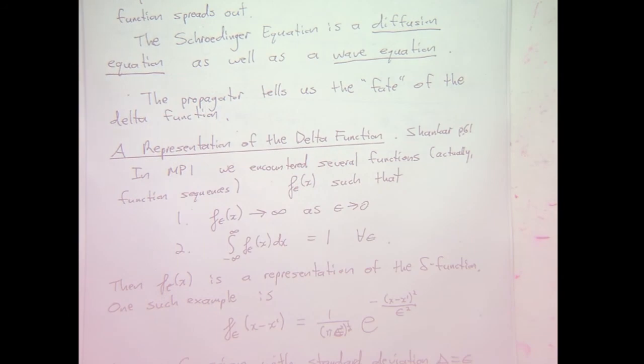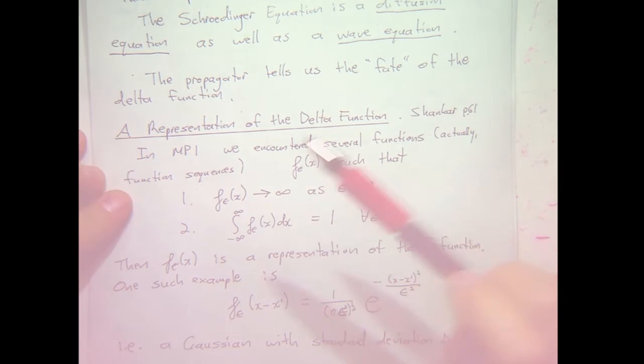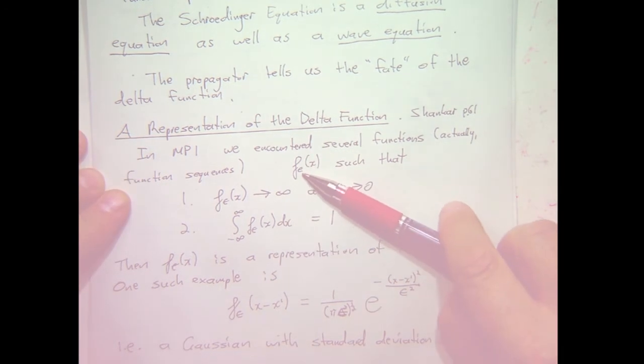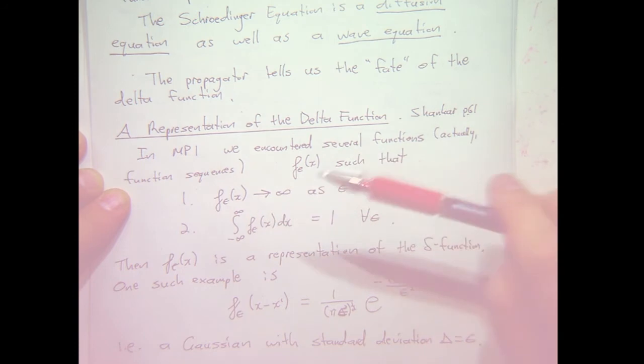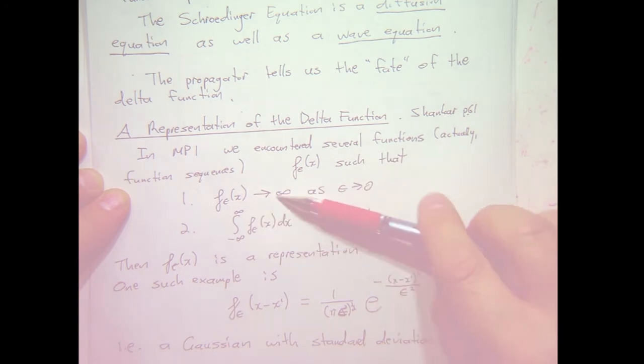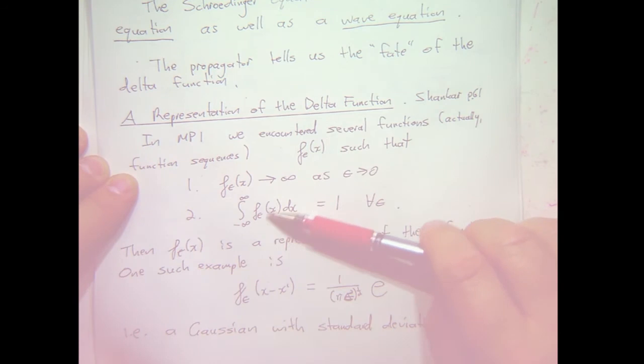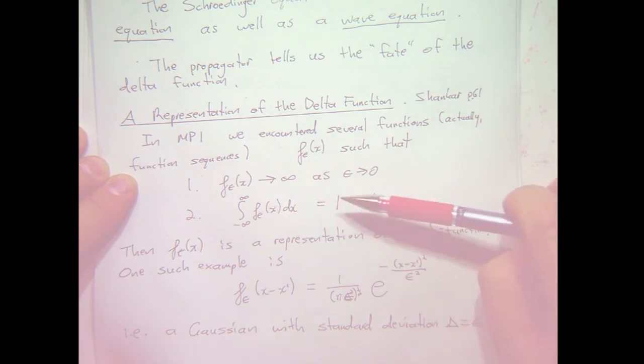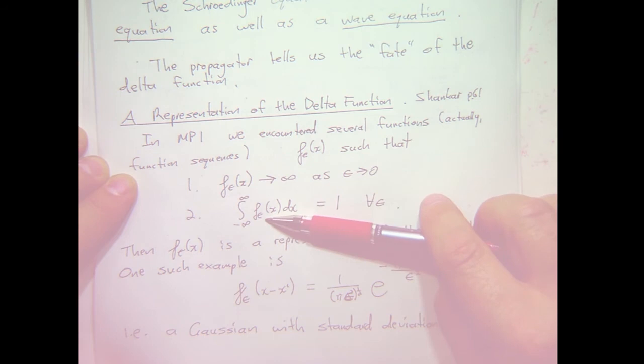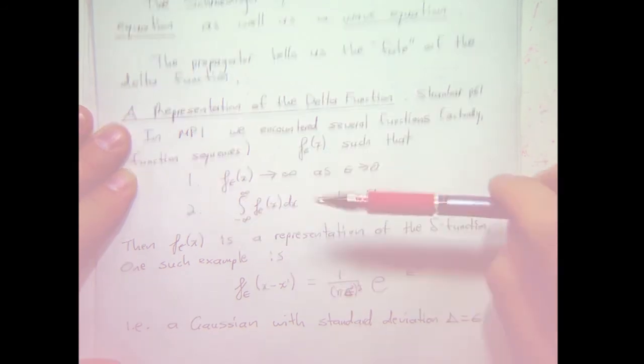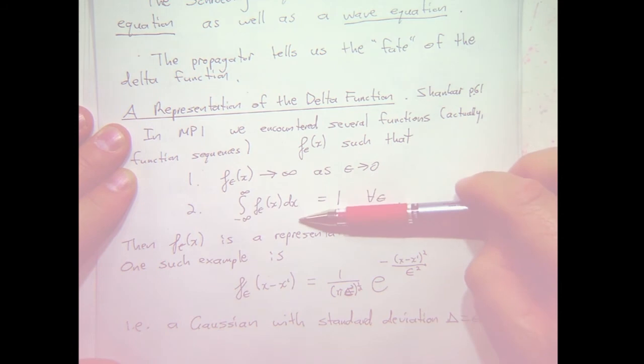Just a reminder, a representation of a delta function. In fact, in MP1 we studied this: first of all, the representation is in terms of a finite, non-zero parameter epsilon, and it's just a function of x that depends on this epsilon as well. As epsilon tends to zero, this function tends to infinity, but the integral of the function over all space equals one for all epsilon, something that you prove. If this holds, then this is a representation of the Dirac delta function.